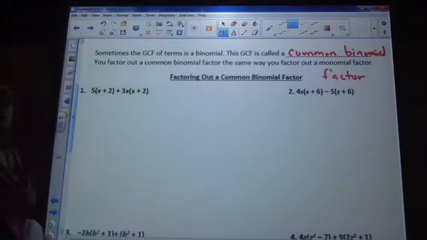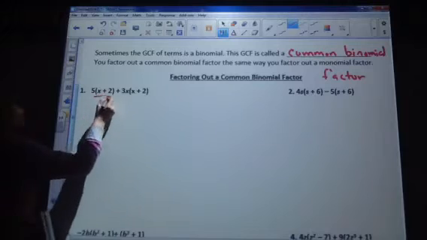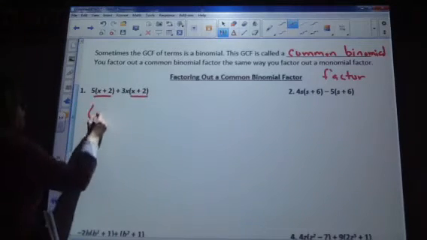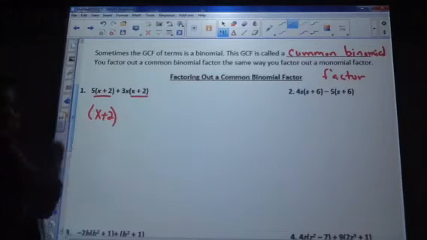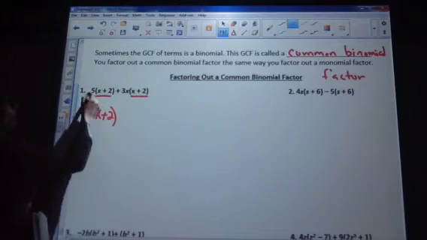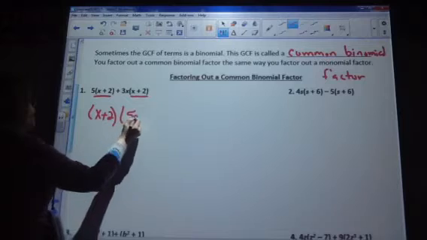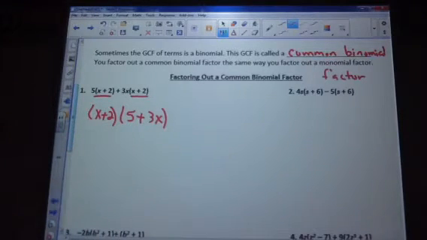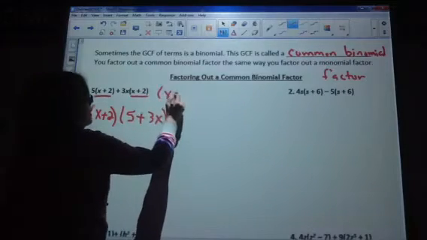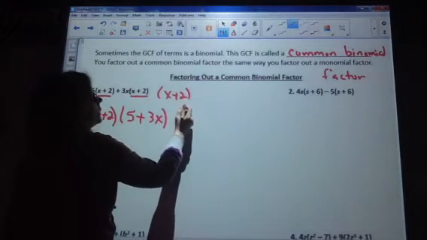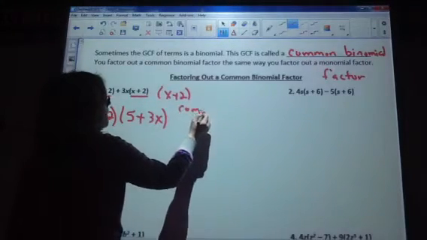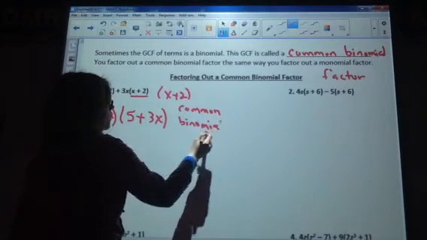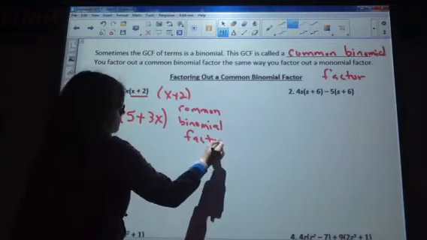What is the common binomial factor? If you see, it is x plus 2. If we factor out the x plus 2, what do we have left? We have 5 plus 3x. Your x plus 2 is that common binomial factor.